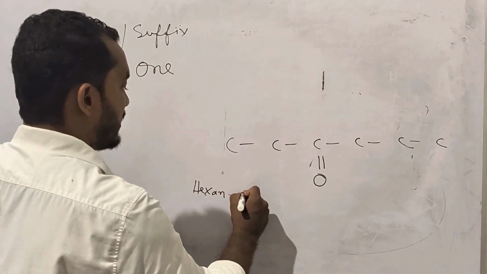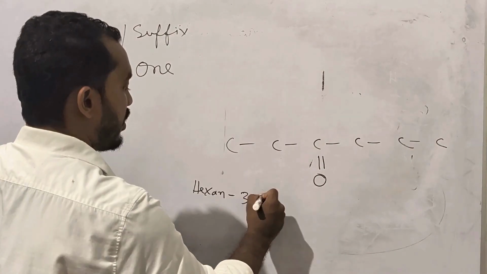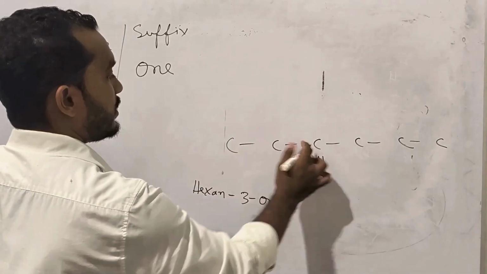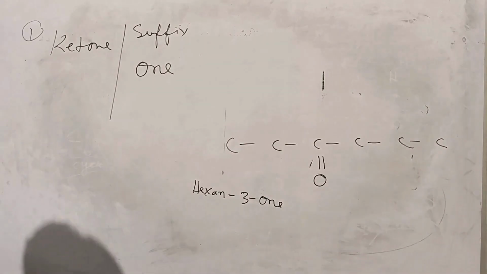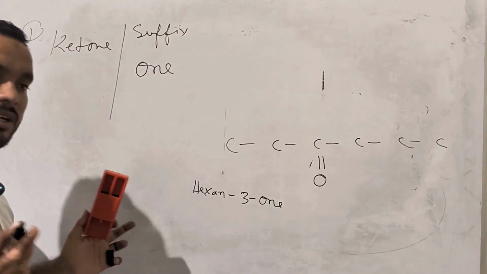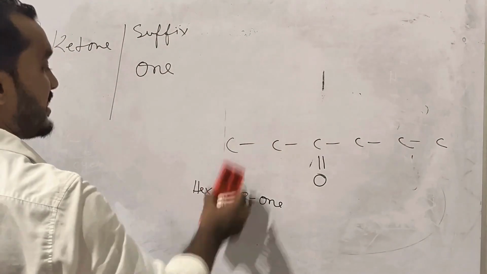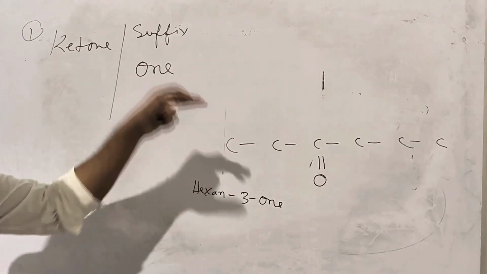So hexane, that is 3 on. 1 2 3 4 5 6. So hexane, it is in third position, 3 on. If you count from there, it will be in fourth position, so we cannot take the longest one. So hexane 3 on. The chemical name of this structure is what?